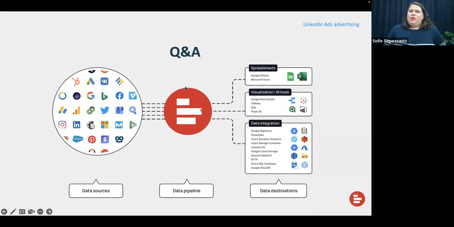Okay. So let's see. Yeah, there's a question about targeting. If I choose to target CEOs, why do I see many other positions targeted in my report?